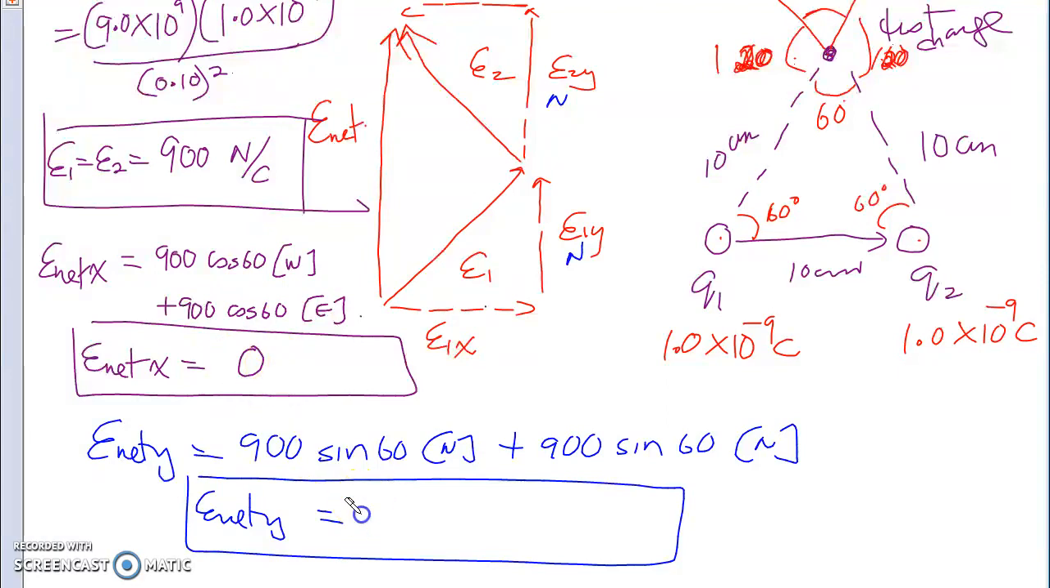Say that again. 1558.8 newtons per coulomb going north. Now remember, your electric field is a vector. Answer, yeah, is right there. Okay, electric force, electric field. Are we good? Okay. Questions? Yes. Yep.